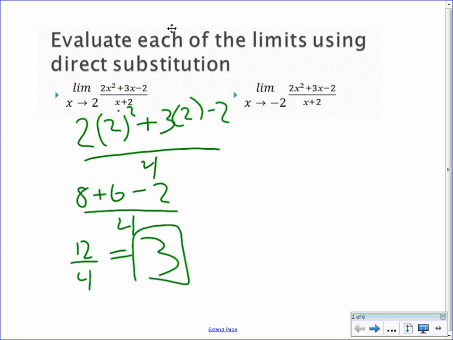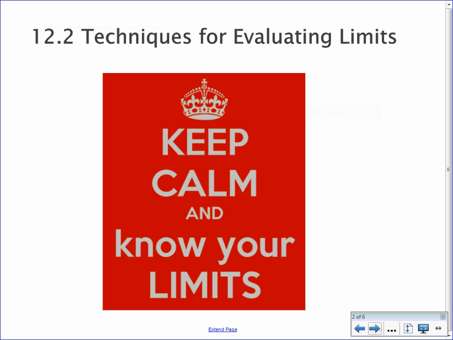Some of the other of you? Hey, Allie, how did you get it? Interesting. You are a step ahead of me. Okay. Right now with direct substitution, we cannot plug in negative 2 because it makes our denominator 0. So we need some different techniques for finding these. Allie has actually foreshadowed what we're doing today.